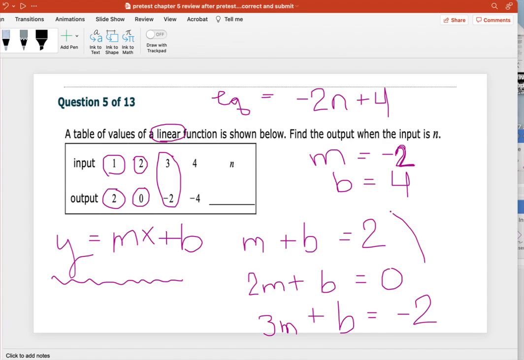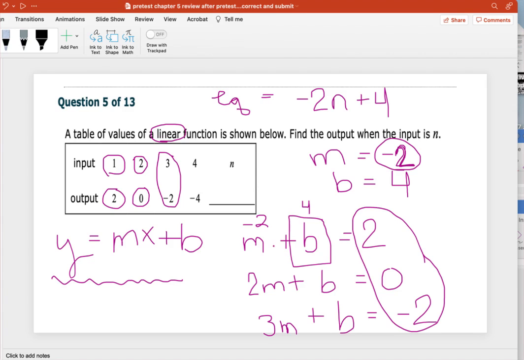Now, what I want you to note is what's happening to our output. 2, 0, negative 2. When our input is just climbing by 1 here, we have 2, 0, negative 2. Our output is dropping by 2 each time. That means that our slope is a negative 2. So if our slope is a negative 2, we plug in a negative 2 right here. Negative 2 plus what would give us 2? And the answer would be 4.